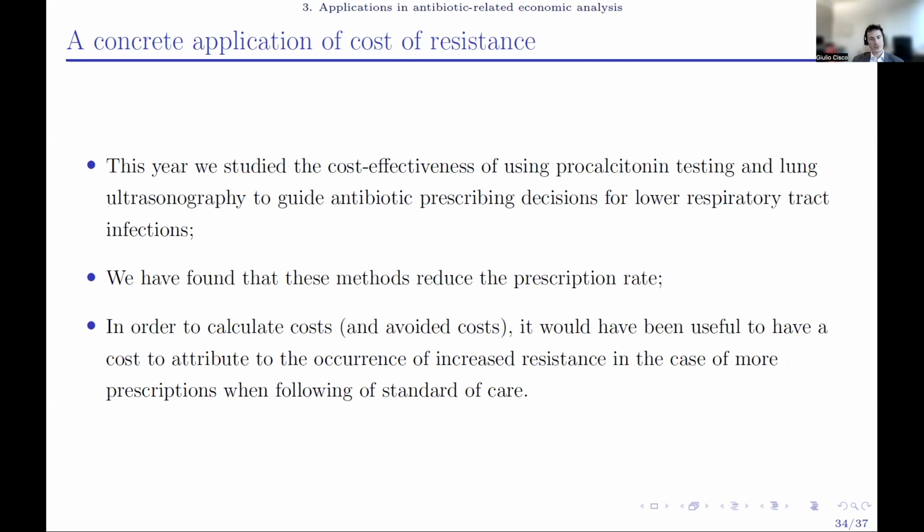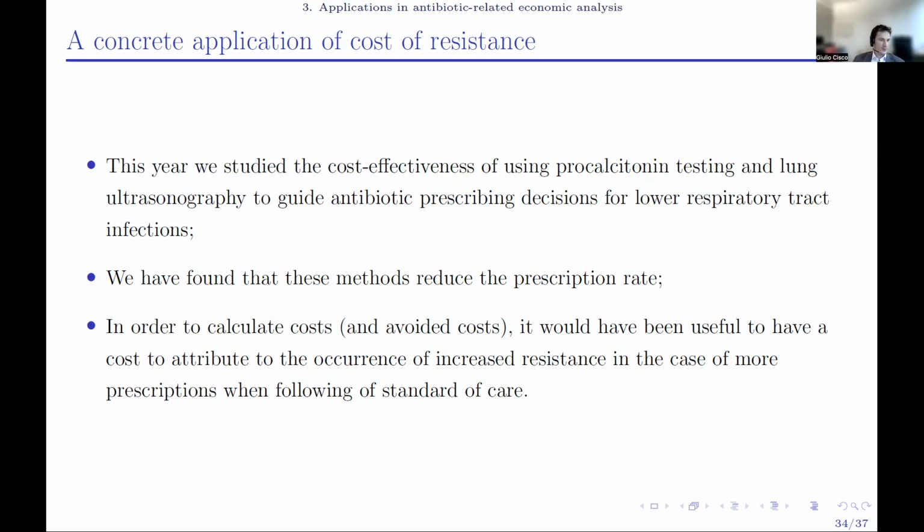So a concrete application of this cost of resistance is, for example, in the project I did about testing for antibiotic prescription regarding lower respiratory tract infections. We did this clinical trial in Switzerland, a multi-center trial, in which we considered the standard of care and also two different arms. One is the procalcitonin testing, and one is the lung ultrasonography, to see whether applying these two tools separately or together, we can have an impact on the prescription rate.